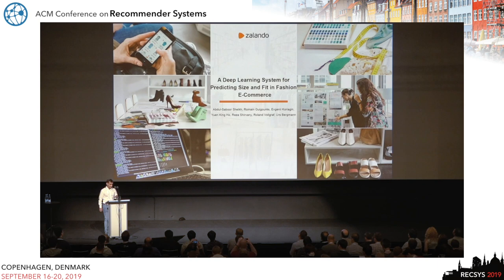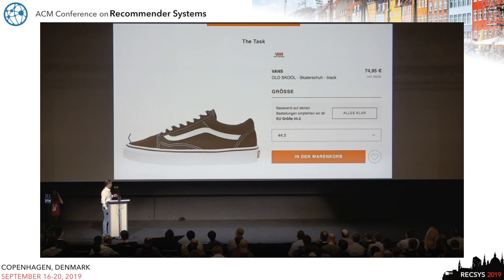So today I'm going to present a size prediction in an online fashion e-commerce scenario. Look at the task we are trying to solve. Imagine a customer who wants to buy a shoe, and we suggest to them, based on their past purchases, the size that is most likely to fit them. So how do we go about this?